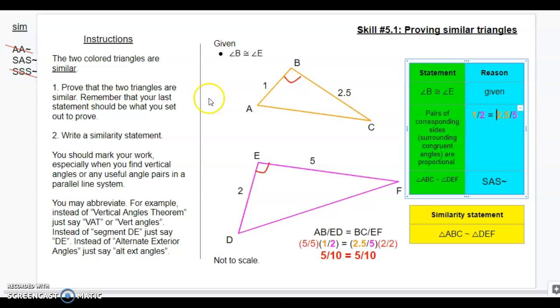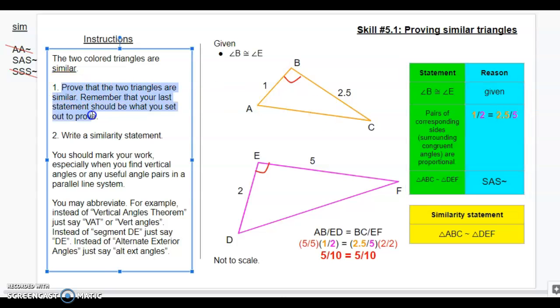All right, did I set out to prove what I was supposed to prove? Let's go look at the requirements. Prove that the two triangles are similar. It seems that I did. Remember that your last statement should be what you set out to prove. There's my last statement. Triangle ABC similar to triangle DEF.